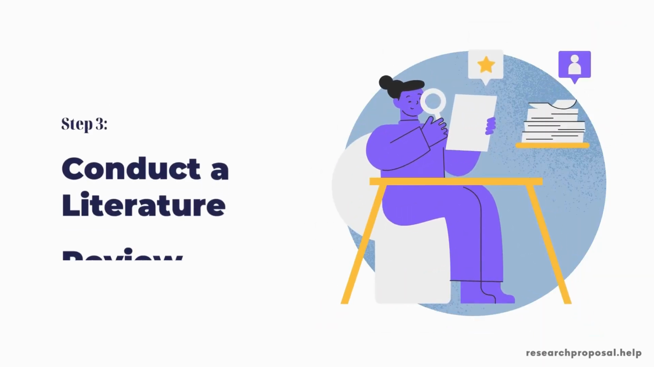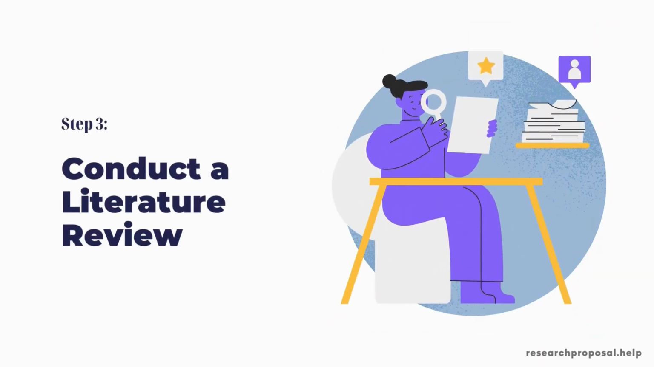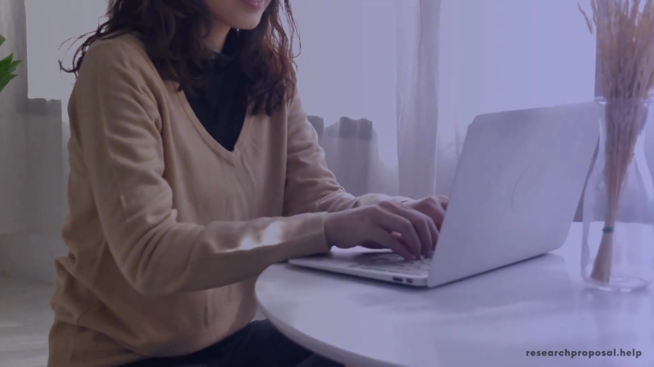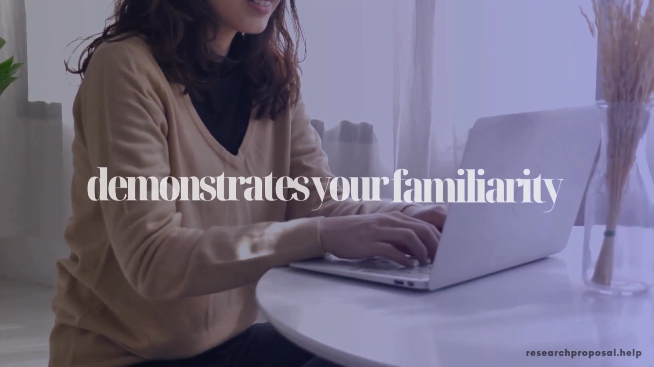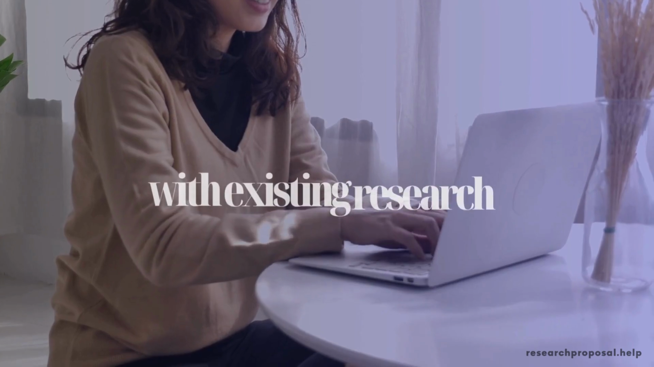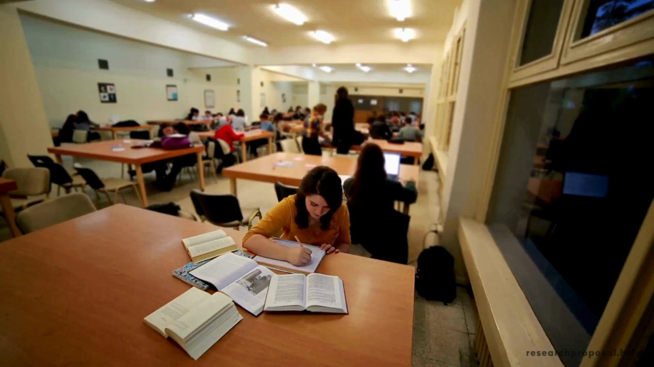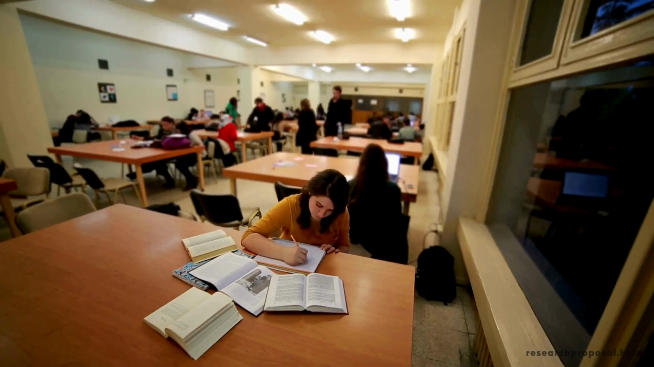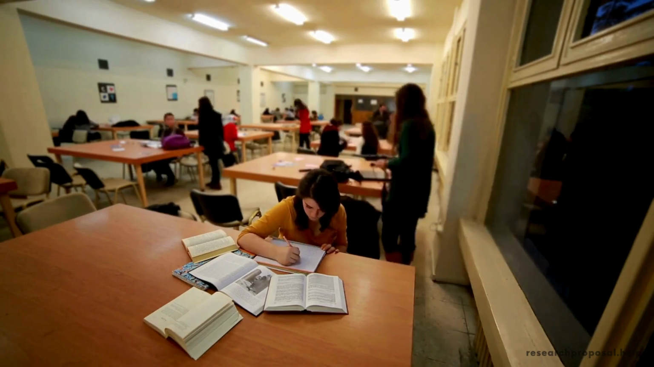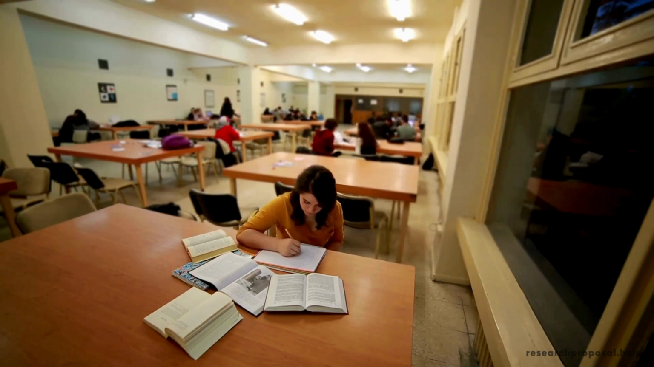Step 3. Conduct a literature review. A literature review is a critical component of your proposal. It demonstrates your familiarity with existing research and identifies the gap your study aims to fill. Summarize key findings from previous studies and highlight how your research will build on them.